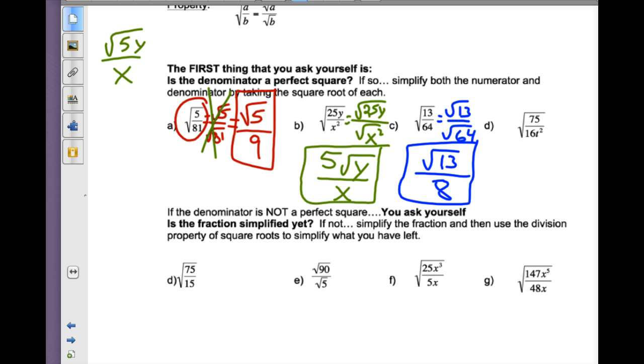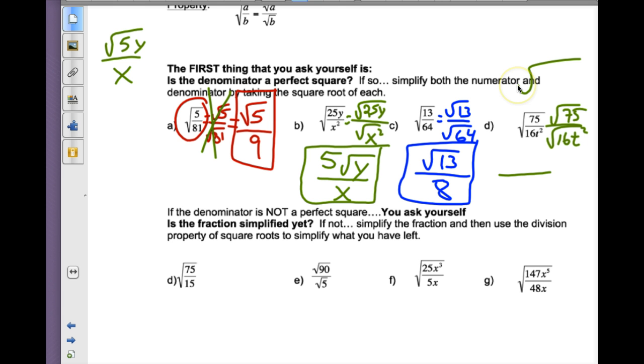Break it up. Can the top be simplified? Yes or no? Yes. Simplify the top. Radical 75 over radical 16t squared. Try it. The bottom is a perfect square, people.